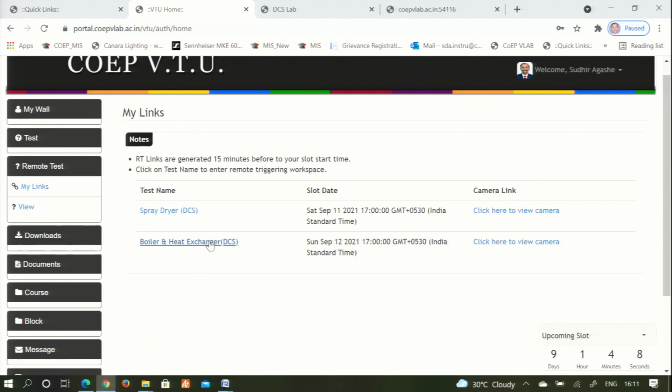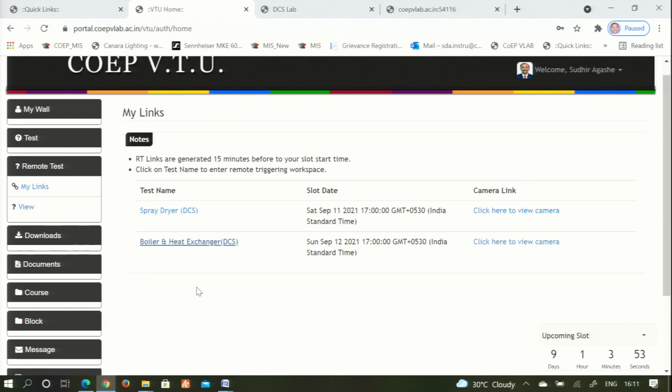So, for example, I have shown here the boiler and heat exchanger and spray dryer plant, and we have created a slot for that. Such 13 pilot plants we have, so 13 students can work in parallel on this facility.